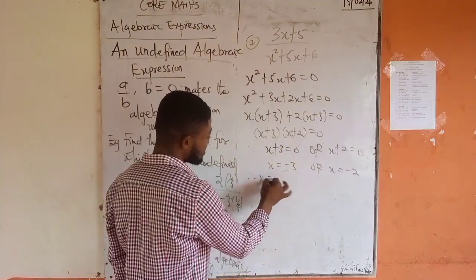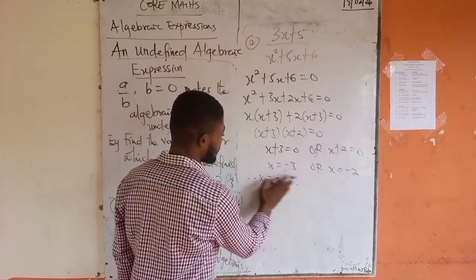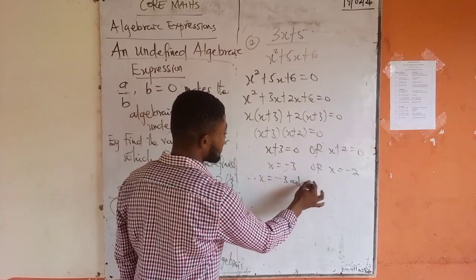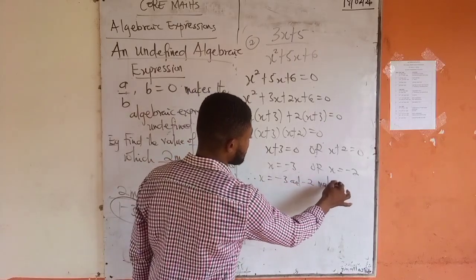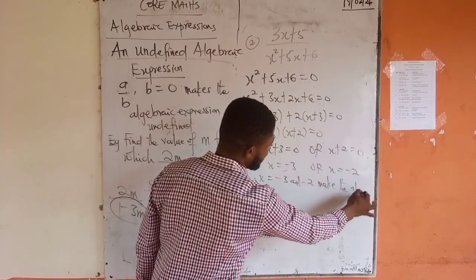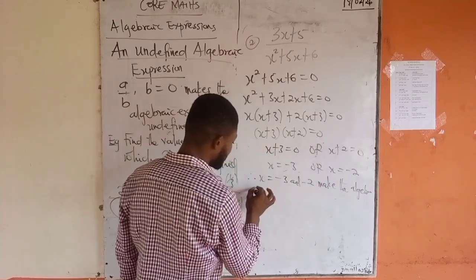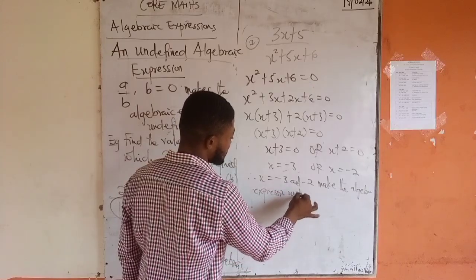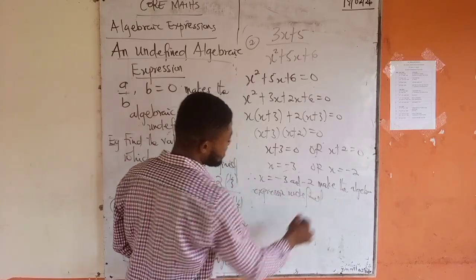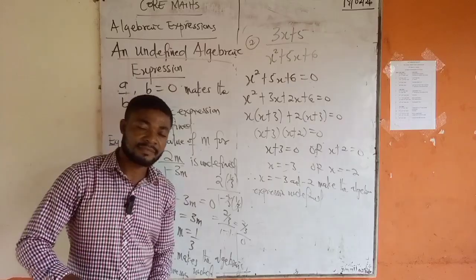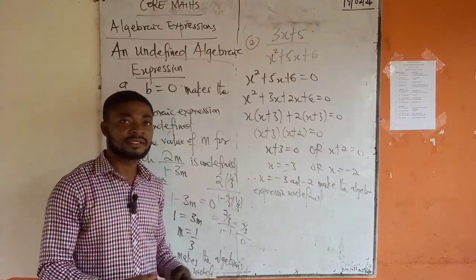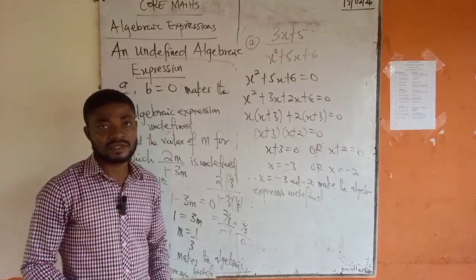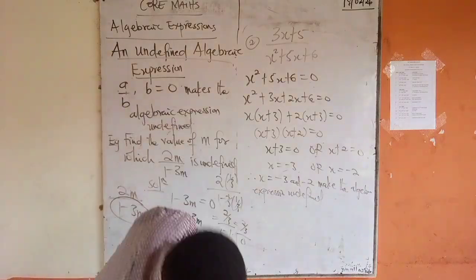So therefore, x is equal to negative 2, negative 3, and negative 2 make the algebraic expression undefined. So you see, this is not something difficult. It is just about the understanding that you need to get before you be able to solve something like this.